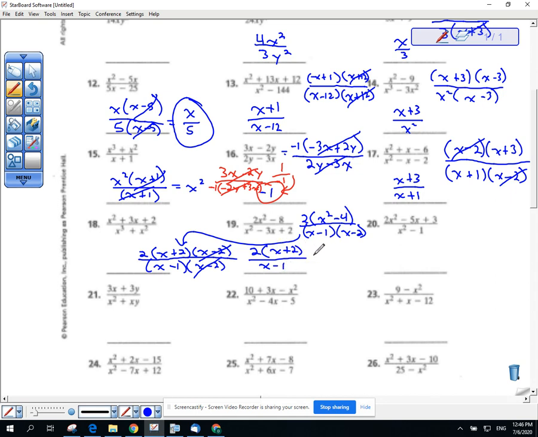If you did factor the 2, that would be fine. 2x plus 4 over x minus 1. In Algebra 2, it does just kind of depend on what the concept is, whether we want it in factored form or in standard form, and we'll tell you which is when.